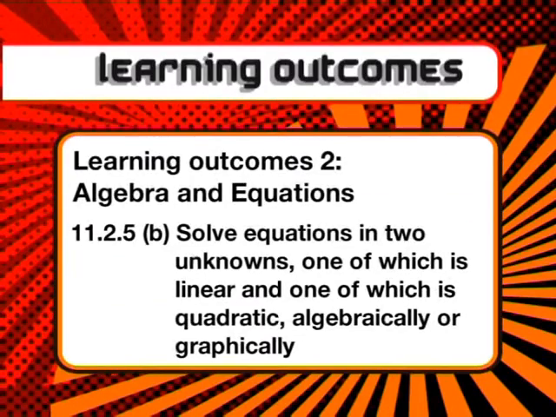Learning Outcome 2, Algebra and Equations, 11.2.5b. Solve equations in two unknowns, one of which is linear and one of which is quadratic, algebraically or graphically.